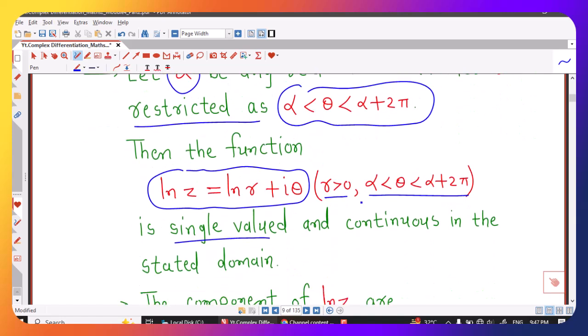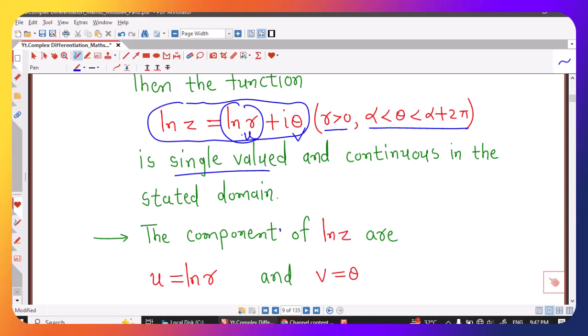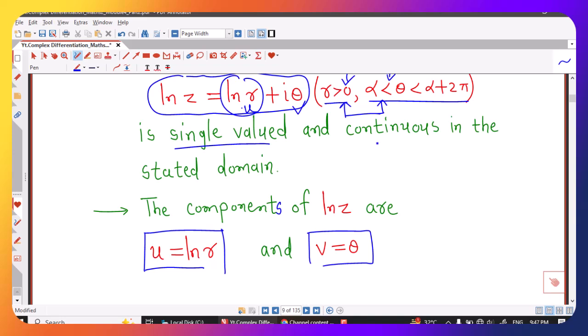And now we compare this with u plus iv, and we find that u is log r and v is theta. So they are known as components of log z, that is, the real and imaginary parts of log z are u equal to ln r and v equal to theta, where r and theta satisfy these two conditions. These two conditions will give us the domain in which this function is single valued.